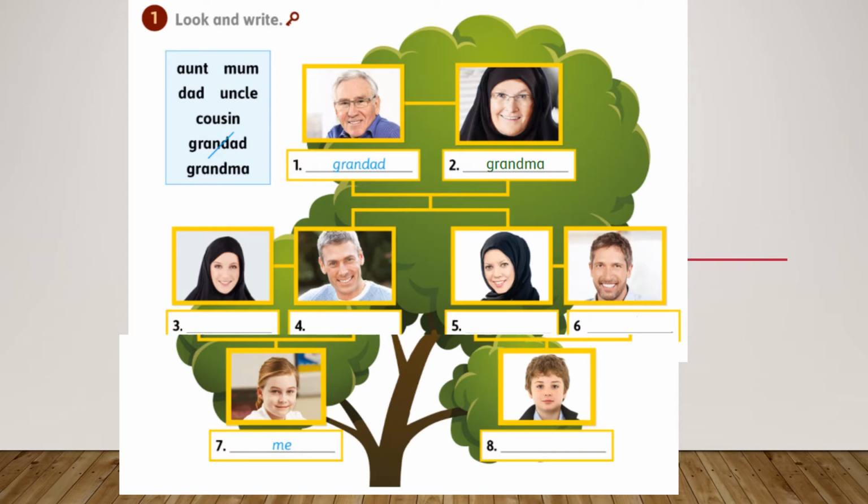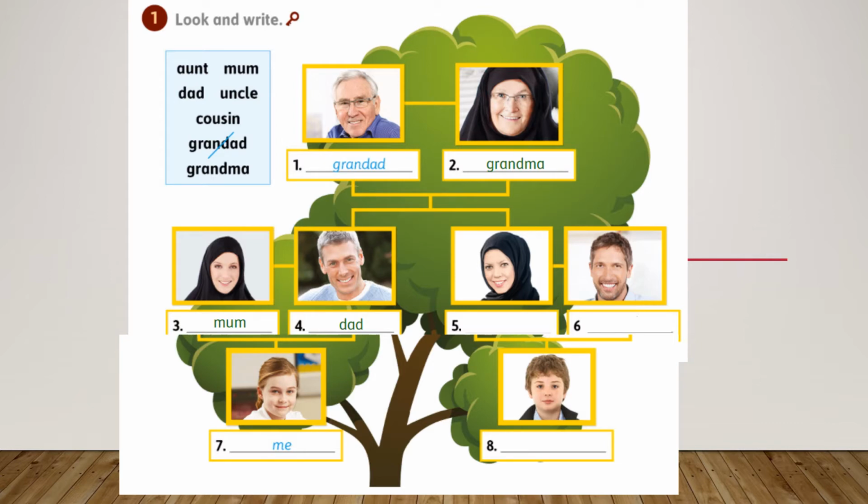And what about picture number 3? Can we say that she is like dad or uncle? Of course not. Yes, we can say she's a mom. Perfect. And number 4. Great. This is dad. Perfect.